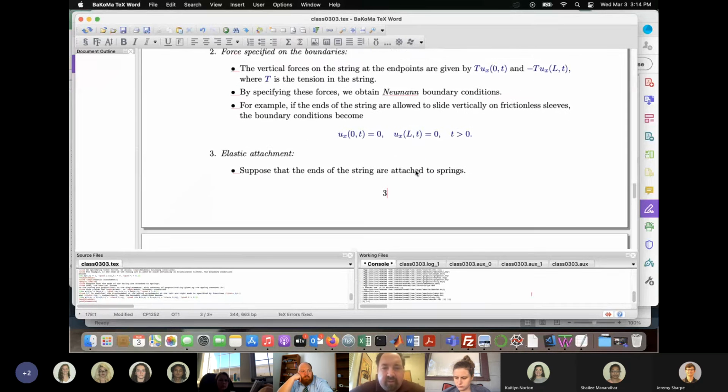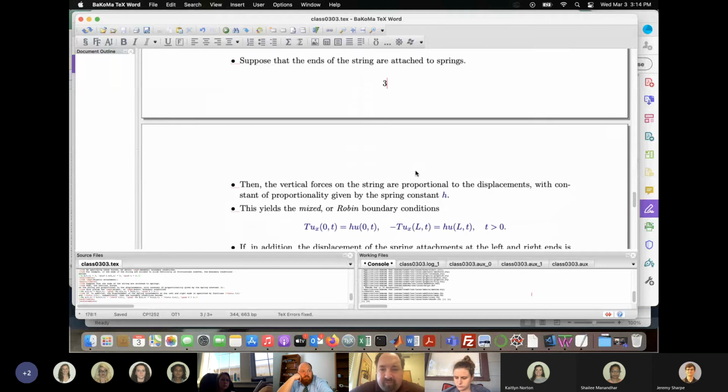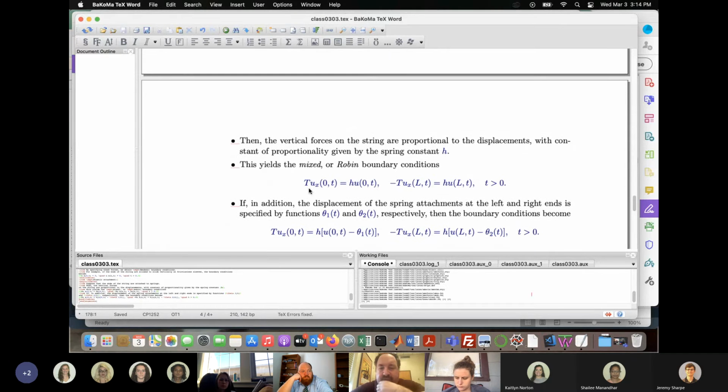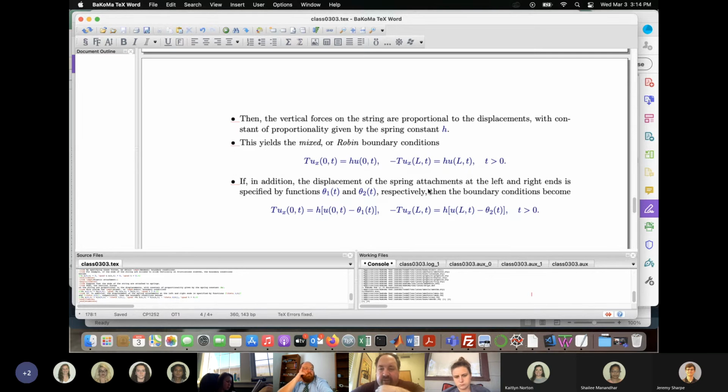All right, if the ends of a string are attached to springs, then we have what are called mixed or Robin boundary conditions that involve both du/dx and U. You remember seeing these kinds of boundary conditions for the heat equation. In that case, that applied to like one end of a rod being placed in a medium, and the boundary condition depends on the temperature of a surrounding medium. So the boundary condition would have that same form, but here's what it means in this case, where we're accounting for the force due to the springs.